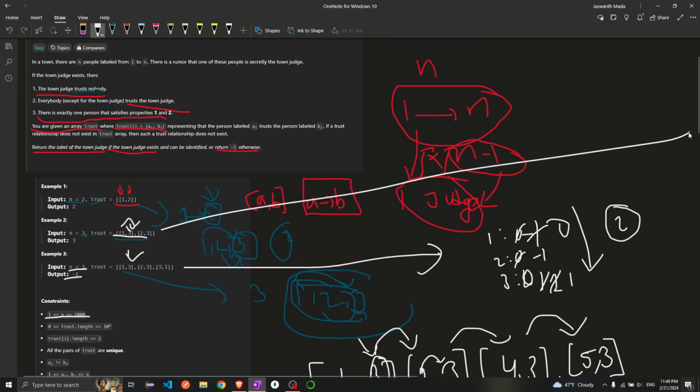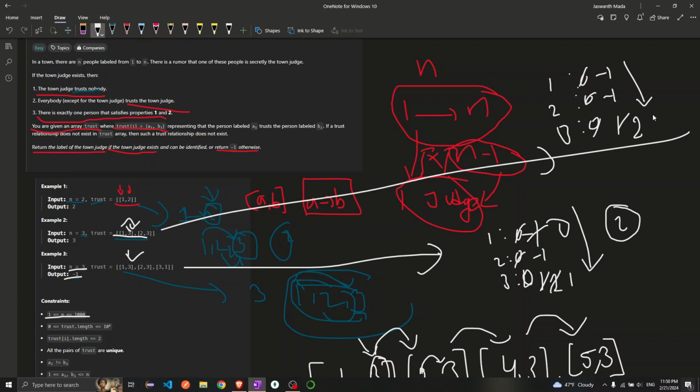If you look at this example, we have 1, 2, and 3. Initially, they all have zeros, right? So 1 is trusting 3, so 3 will have 1 point. 1 will have minus 1, and 2 is trusting 3. 3 will have another point, and 2 will have minus 1, right? So again we'll traverse through the entire map and we see that 3 is having two trust points, right? So 3 is the answer.